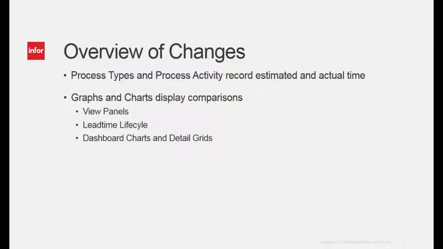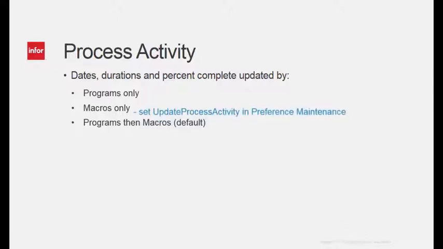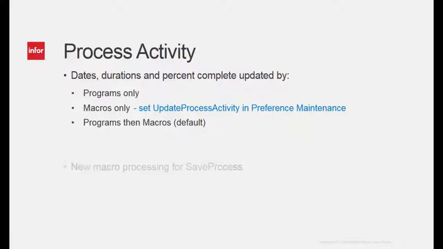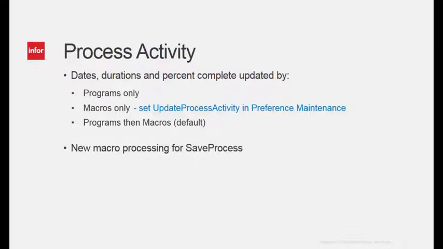The capturing of dates, duration, and percent complete will be done either programmatically, by a new macro, or both. By default, the updating of these fields will be done by visual programs and then macros. To change the default processing so that only macros update these fields, use the Update Process Activity setting in Preference Maintenance. Note that users may want to create the Save Process macro, because the method used to calculate percent complete and actual days may be different for each user.